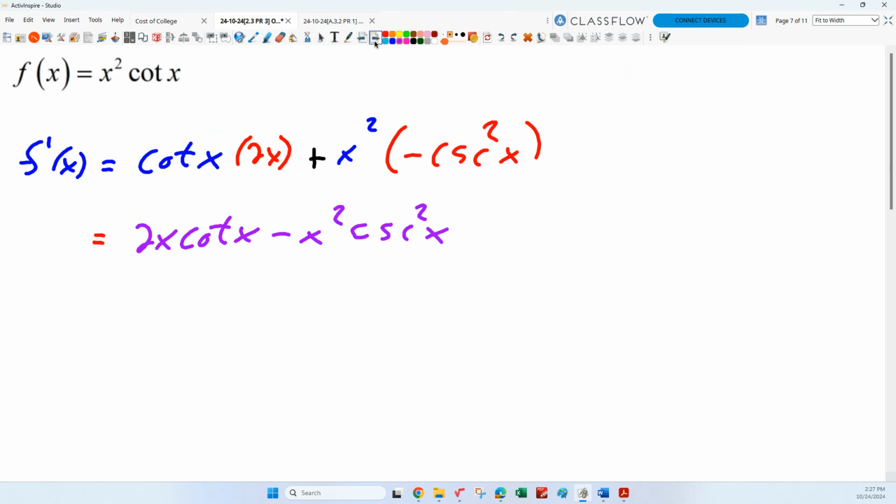Right? I've got two functions. So Jaden, this is like my u and that's like my v. Okay?